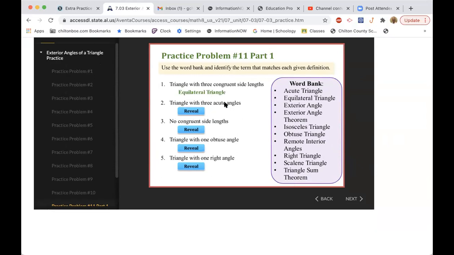Now think of your answer for a triangle with 3 acute angles. A triangle with 3 acute angles is an acute triangle. What about no congruent side lengths? That would be a scalene triangle. What about a triangle with 1 obtuse angle? That would be an obtuse triangle. What about a triangle with 1 right angle? That would be a right triangle.